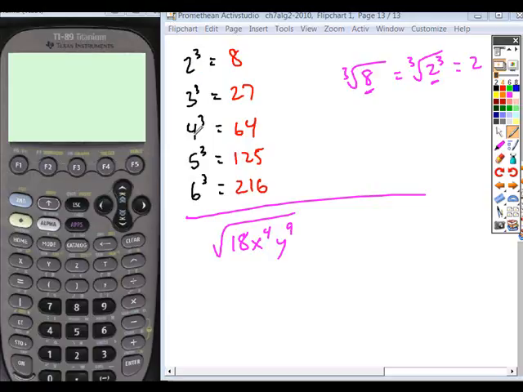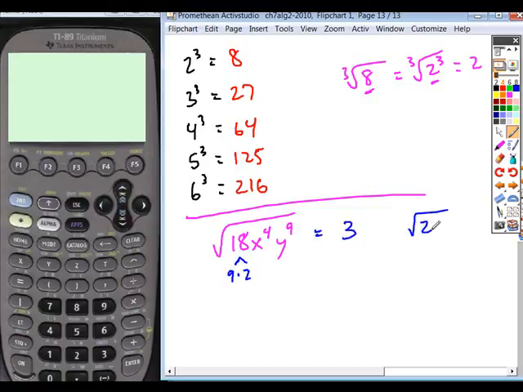Now we're looking at 4, 9, 16, 25, 36. We're looking at perfect squares. So what perfect square factor can you remove from 18? 2 times 9. Yep, so it's 9 times 2. The square root of 9 comes out as a 3, and then that factor of 2 is going to stay inside the radical.